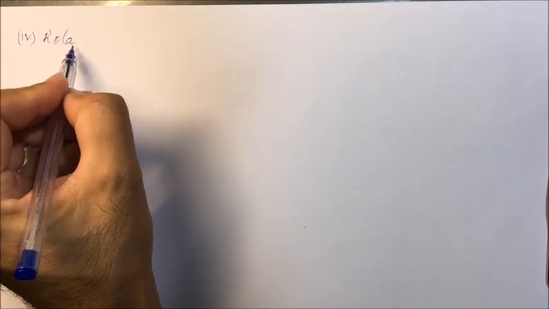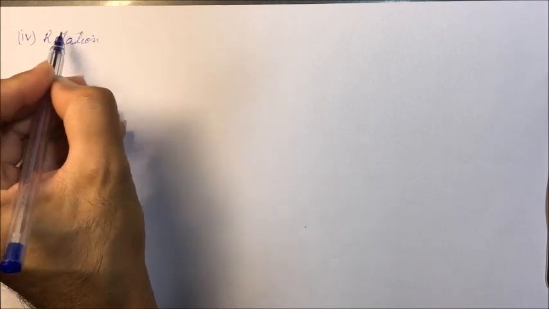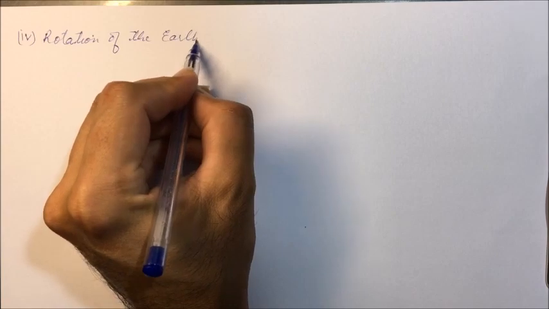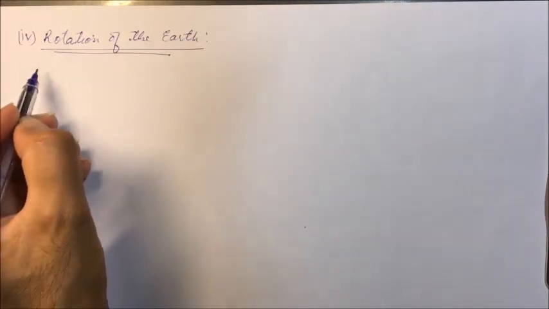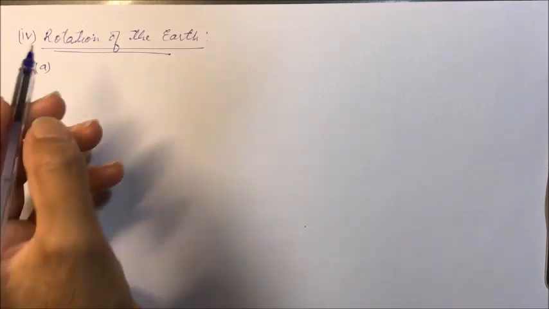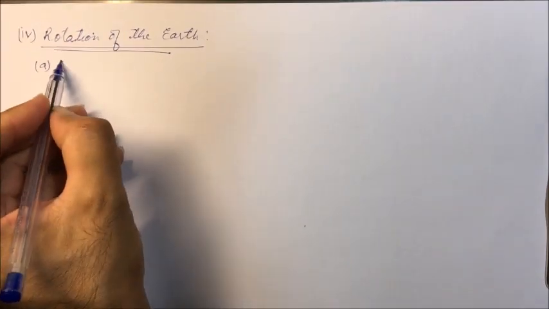Hello, today we'll be discussing the remaining causes of ocean currents. We'll be discussing the fourth cause, that is rotation of the earth. As we know, the earth rotates on an axis from west to east.